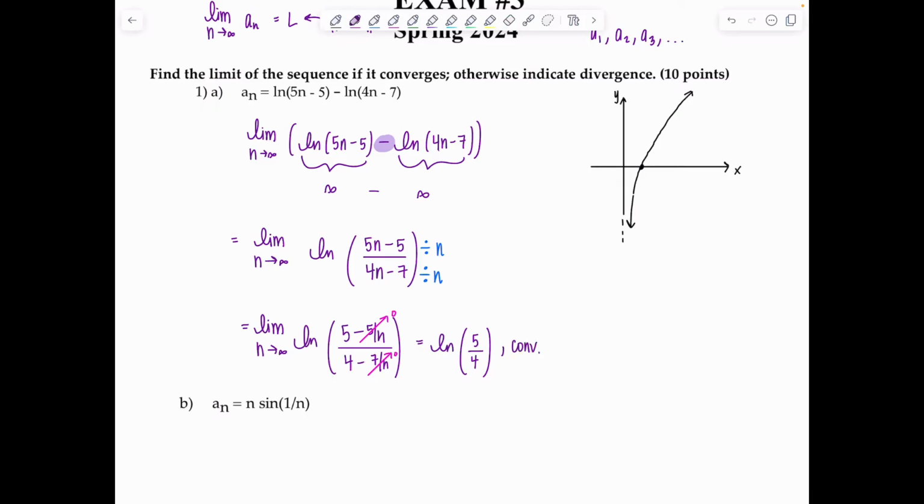Done. It doesn't matter what number it converges to. It could even be 1,000,000. When we're talking about a sequence, just so long as the limit exists and it's finite, you're good.